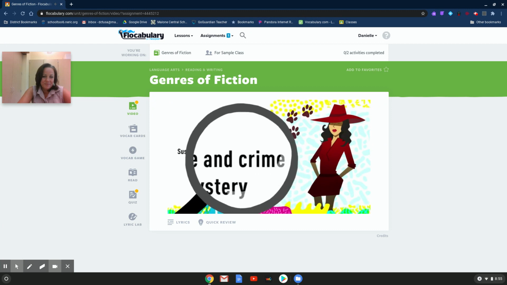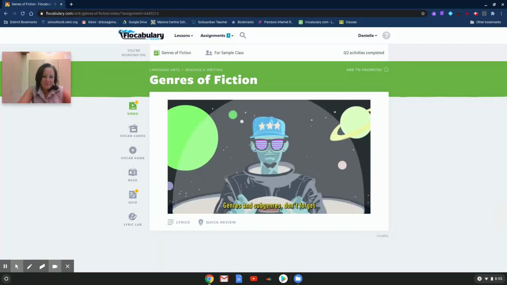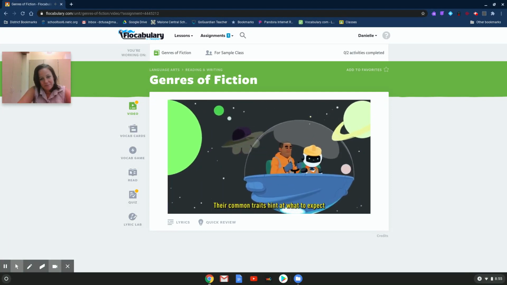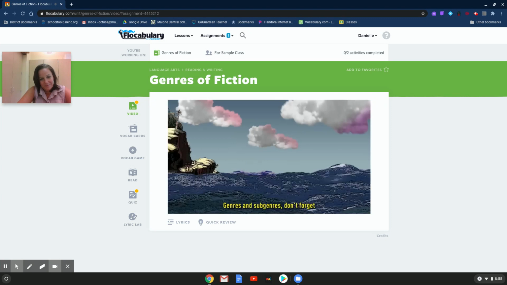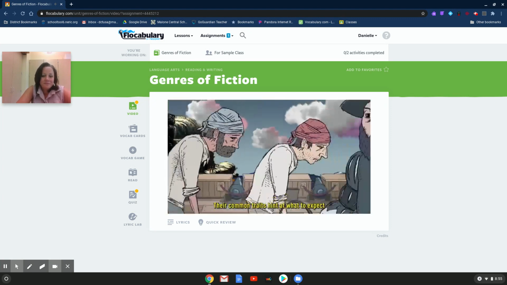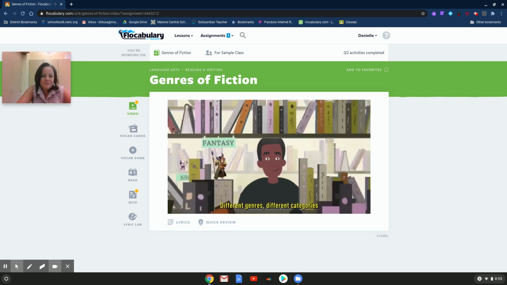Suspect, suspense, and crime are traits of mystery. Genres and subgenres, don't forget. Their common traits hint at what to expect.